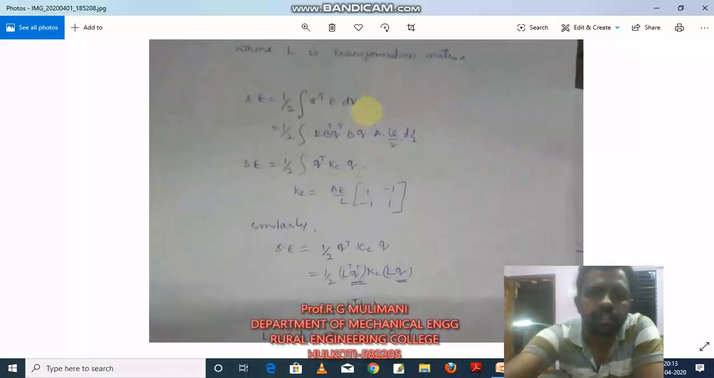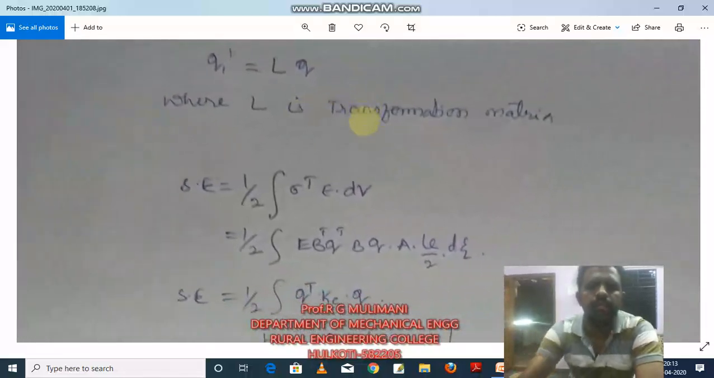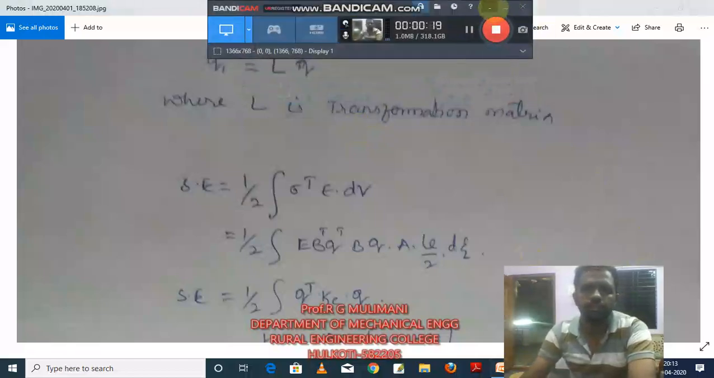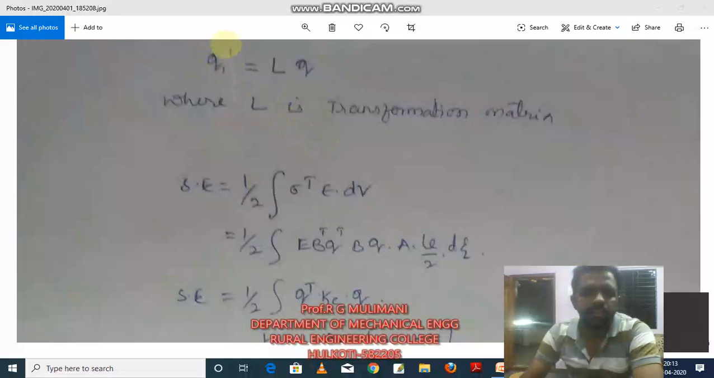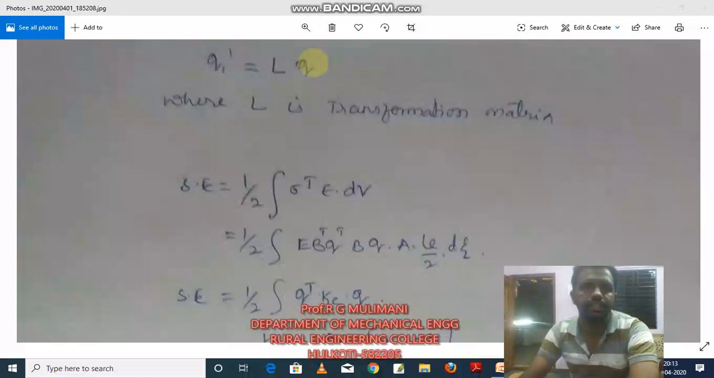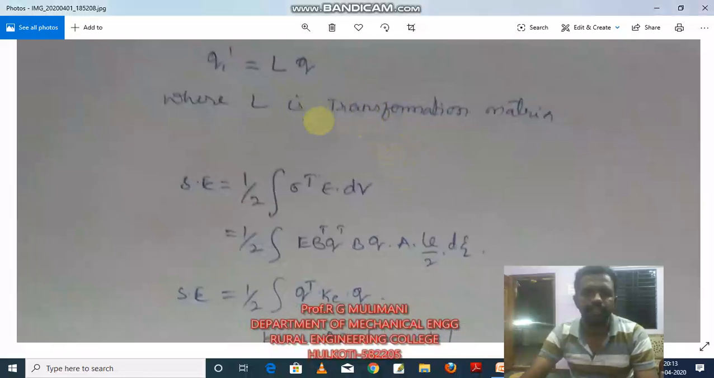In the previous video, we saw the relationship between the local coordinate system and the global coordinate system, where q1 dash and so on are the displacements of node 1 and node 2 in the local coordinate system. Q is the displacement of nodes 1 and 2 in terms of the global coordinate system, that is q1, q2, q3, q4, where q1 and q2 are the displacements of node 1 in the x direction and y direction, and q3 and q4 are the displacements of node 2 in the x direction and y direction. L is nothing but a transformation matrix that builds the relationship between the local and global coordinate systems. Let us derive the stiffness matrix for the truss element.